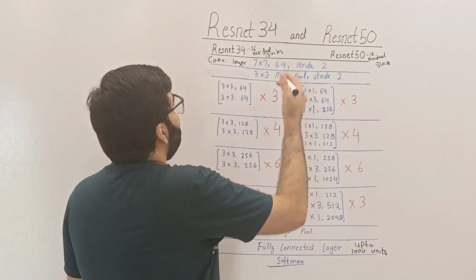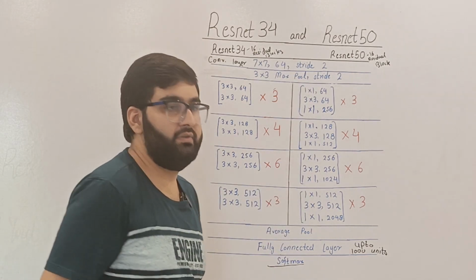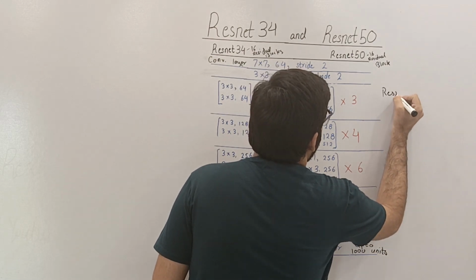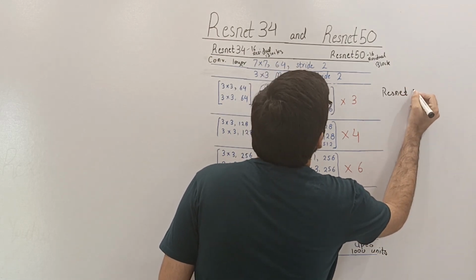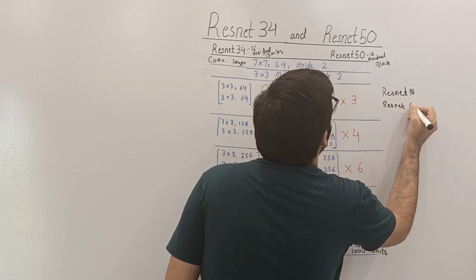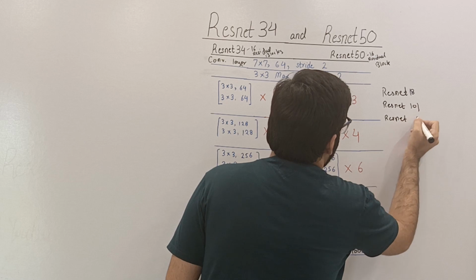Now, there are other possible ResNet architectures that we can design. Some common ones that have been designed are ResNet 18, ResNet 101, and ResNet 152.